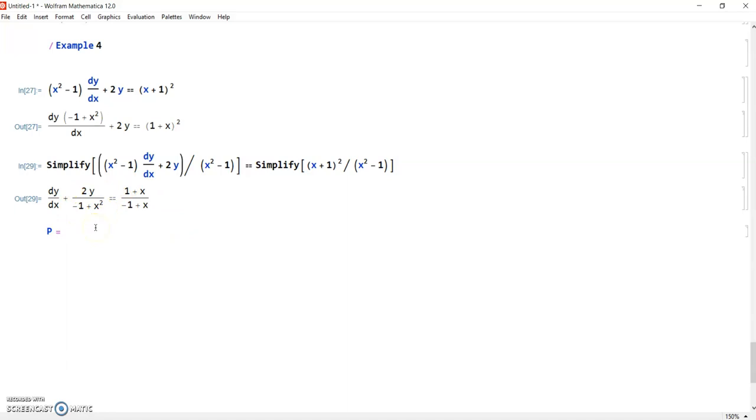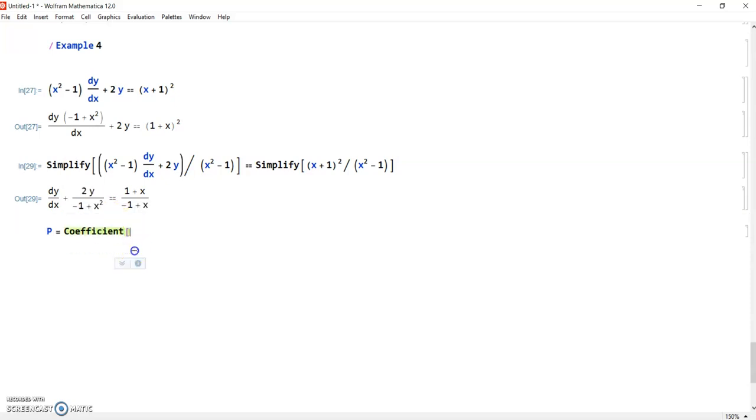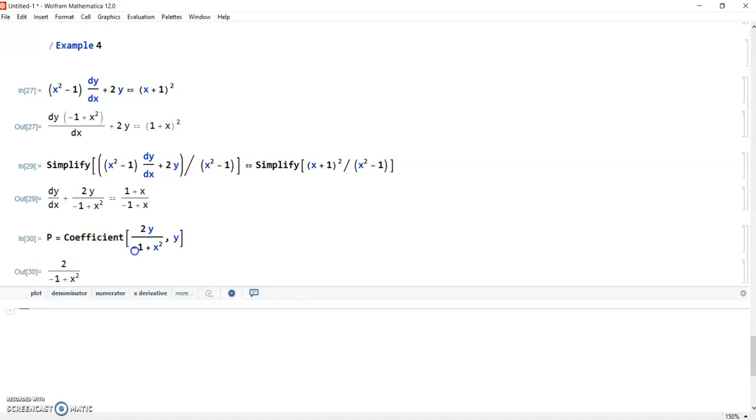So we can use a Coefficient command, and then input this function over here. That means this whole value, and we need the coefficient of y. So close it and then enter it, and then we get the coefficient of this. So this is the value of p.